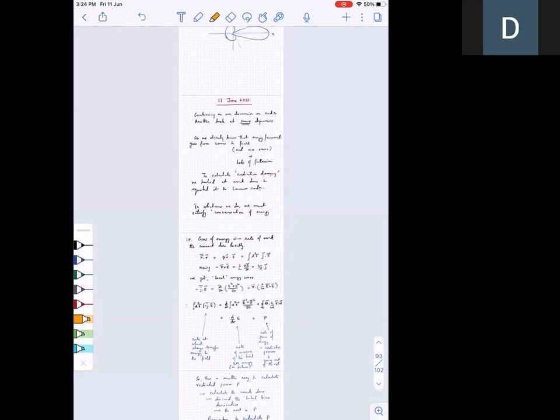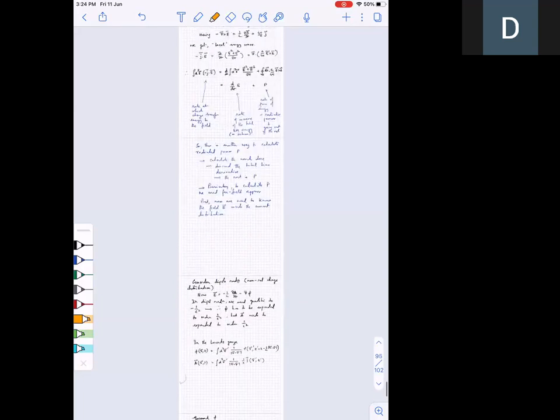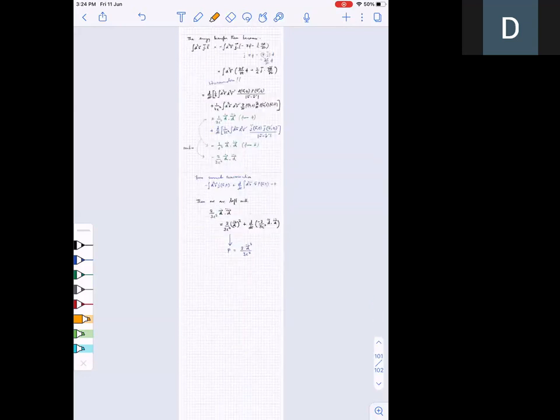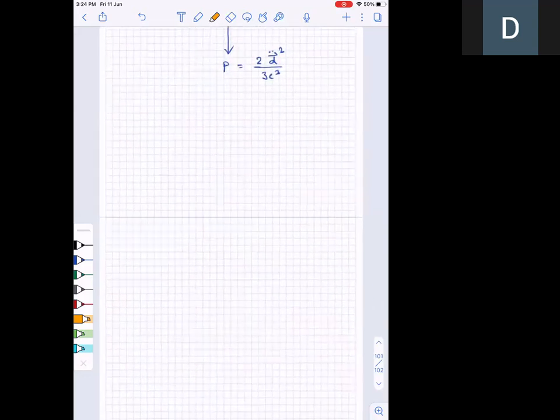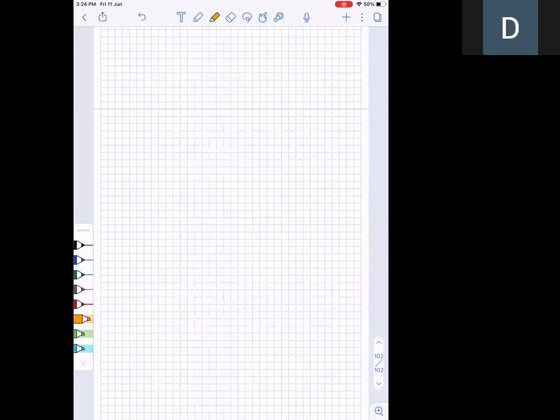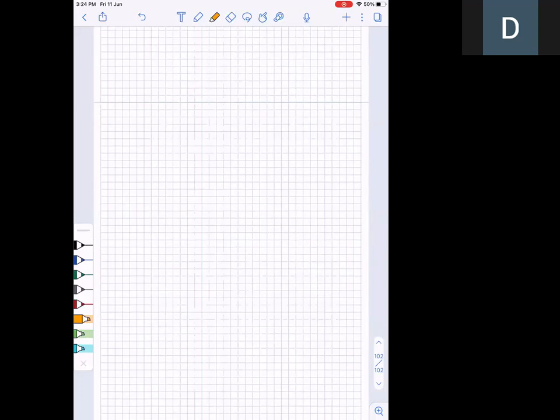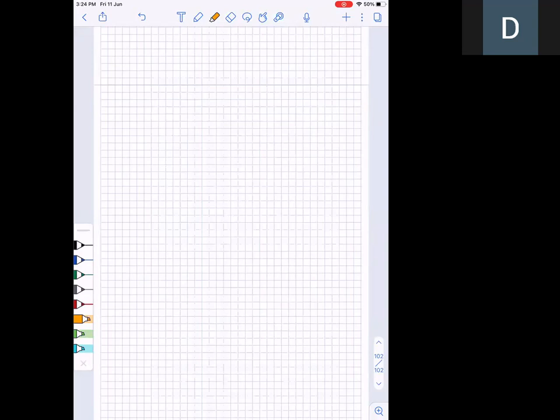Okay, good. I've got rid of all the lines. So now let's do a little bit of beyond the dipole.